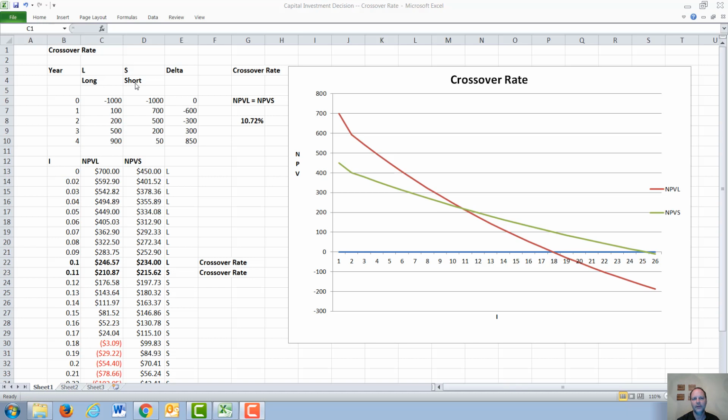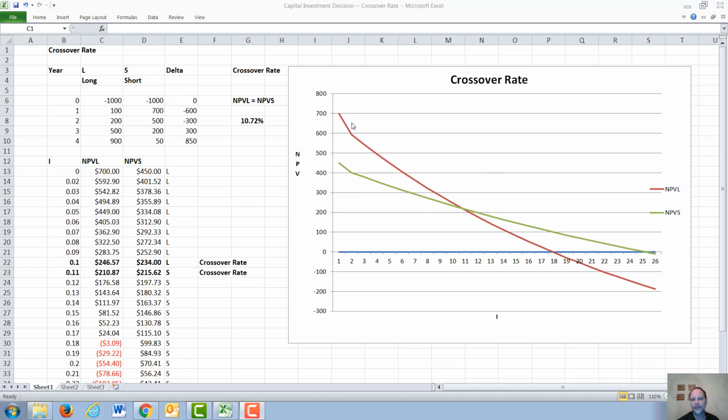L stands for long, S stands for short. Project L will behave like a long-term bond, and Project S like a short-term bond. We can see for the long-term bond, the big cash flows occur in later years. For the short-term bond, the big cash flows occur in early years. Both of these bonds will go down as interest rates go up, or these projects will go down in value as interest rates go up, but a long-term bond and a long-term cash flow project will go down quicker than a short-term bond.